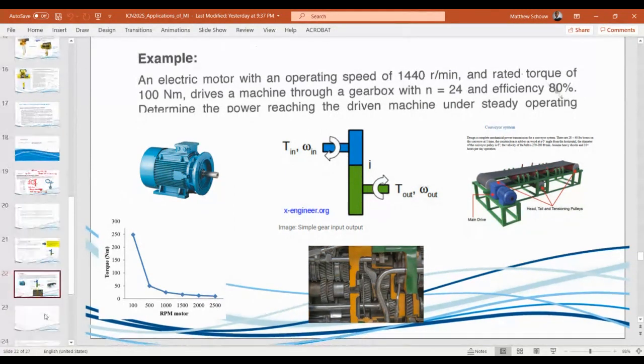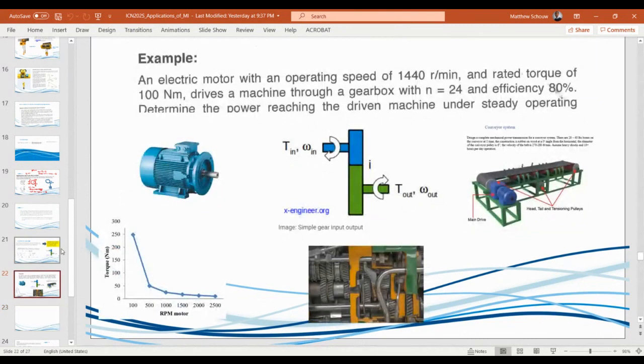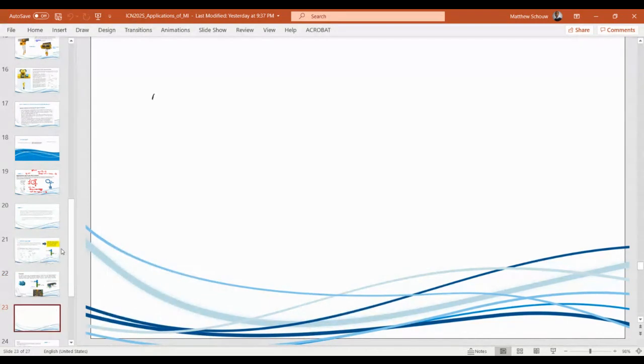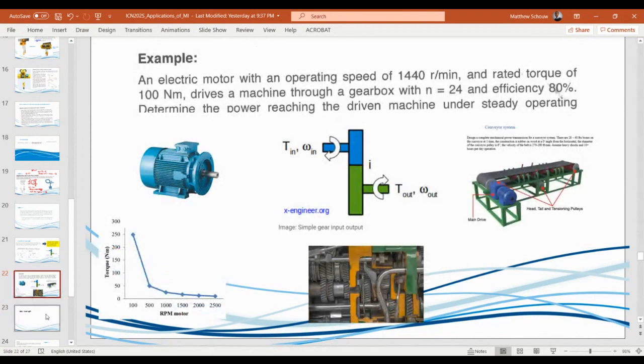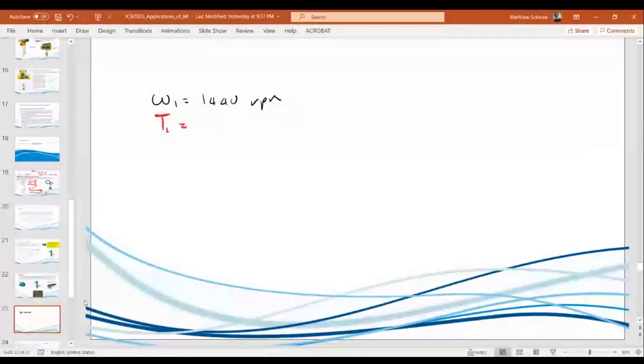Okay, so I think I have a blank page next here. Yep. So just writing the values down. So omega is 1440 RPM. So I just want to have that's omega. Torque, I don't know how the color changed now. It's 100 Newton meter.